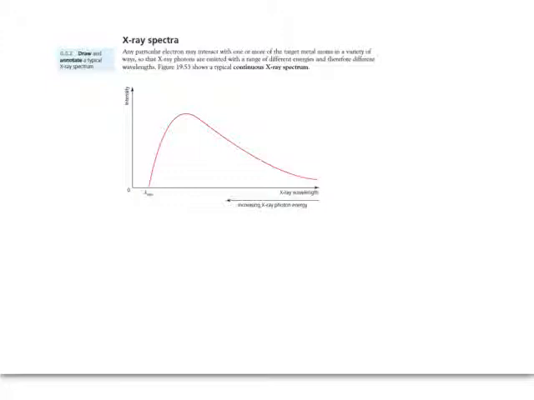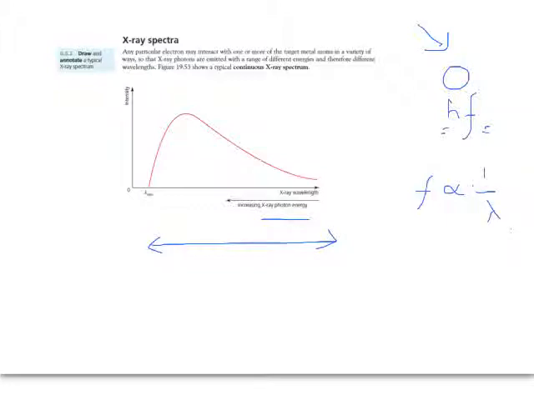Now let's have a look at the entire spectrum of X-ray photon energy that can be given off. If you remember, a photon's energy can be calculated from h, which is Planck's constant, times frequency. Frequency is inversely proportional to wavelength. So in this graph, what you're seeing is that there is a minimum wavelength, which equates to a maximum frequency. And then after that, there's a whole range.